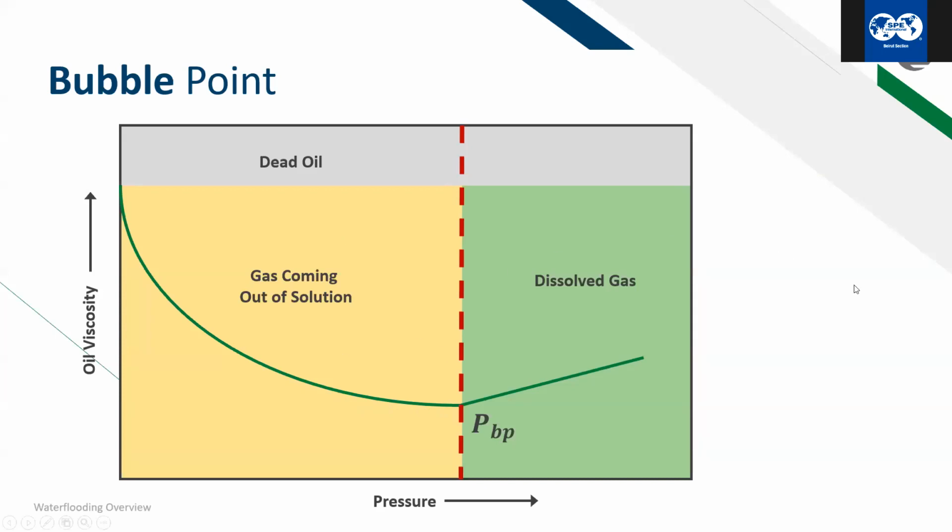So ideally, water flood before you reach bubble point. That's usually not the case. It's usually after you've reached bubble point that they start water flooding. And all that really means is that you can still water flood. It's just that you're going to have a less efficient water flood because you've lost oil mobility.